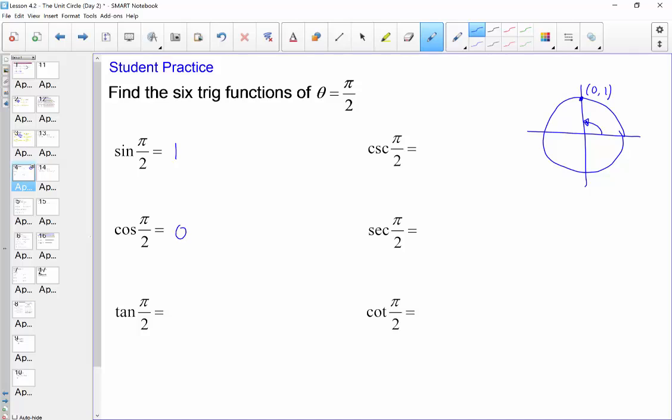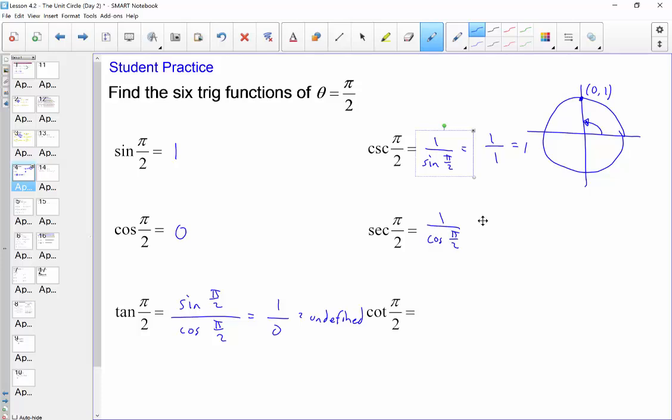The tangent of pi over 2 is equal to the sine of pi over 2 over the cosine of pi over 2, which equals 1 over 0. Therefore, it's undefined. The cosecant of pi over 2 is equal to 1 over the sine of pi over 2, which equals 1 over 1, which equals 1. The secant of pi over 2 is equal to 1 over the cosine of pi over 2, which equals 1 over 0, which is undefined.